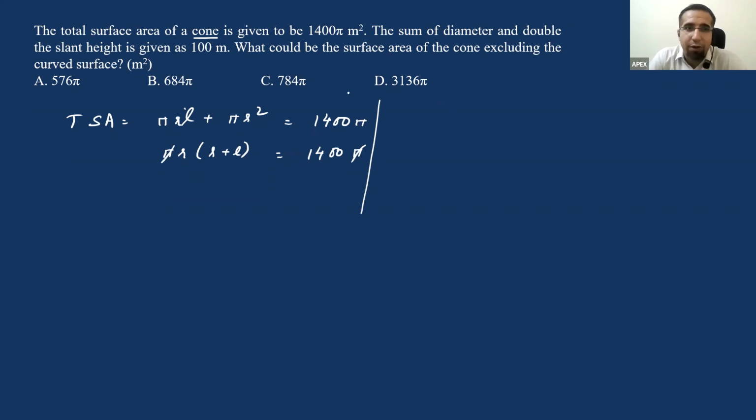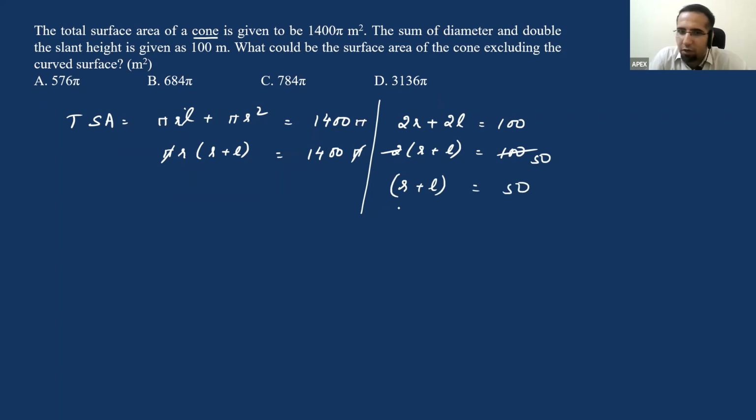Clear? Second point, the sum of the diameter. Now, diameter is 2 times the radius plus double the slant height. So 2 times of r plus L, I am given as 100. So if you take a 2 common, this becomes r plus L is equal to 100, or 2 ones are 250s. So what do we get finally? We get r plus L is equal to 50. Now we can apply this r plus L here. So r into 50 is equal to 1400. 50 ones are 0 gets cancelled, that is 28. That means the value of r is equal to 28.